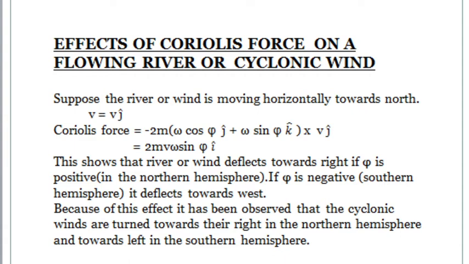So you have to simply give the value of v and omega in the expression of Coriolis force, and you have to point out that the final result contains i cap, which denotes the deflection occurs towards the right direction, that is east direction. Here angle phi is positive in the case of the northern hemisphere, so the deviation or the deflection occurs towards the east direction. Okay, that is the result.